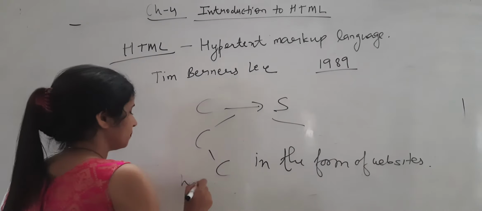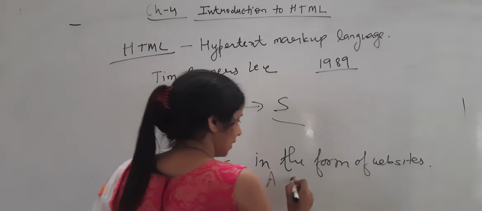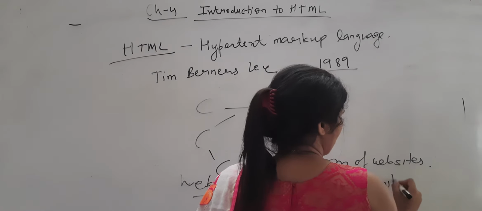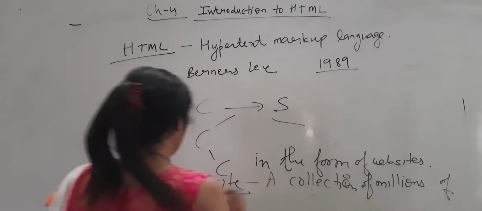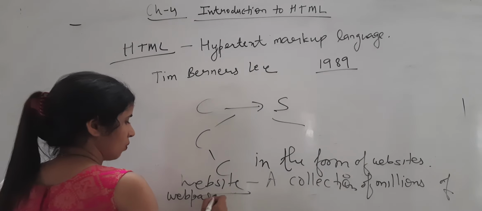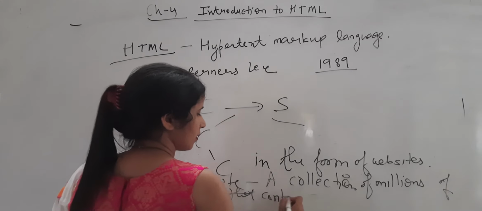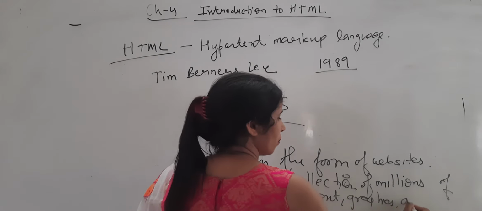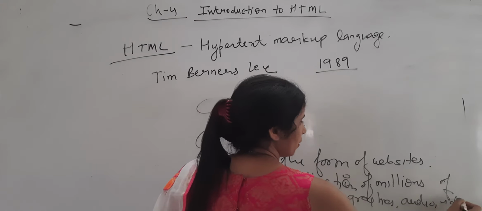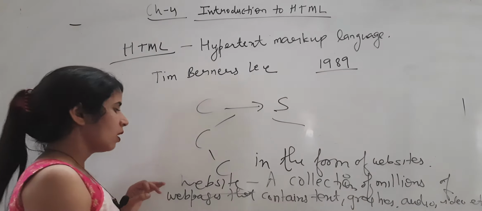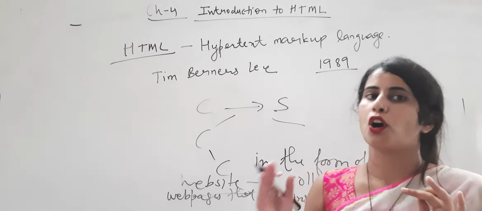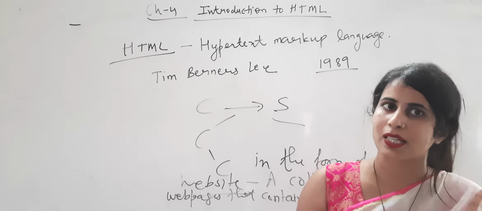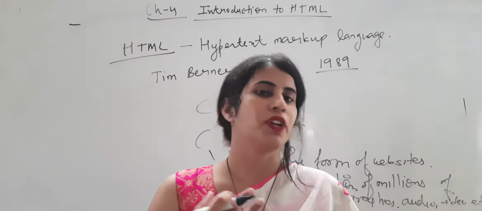What is a website? A website is a collection of millions of web pages that contain text, graphics, audio, video, etc. In a website we have a collection of millions of web pages, and these web pages contain all the information, including text, graphics, audio, video, etc.